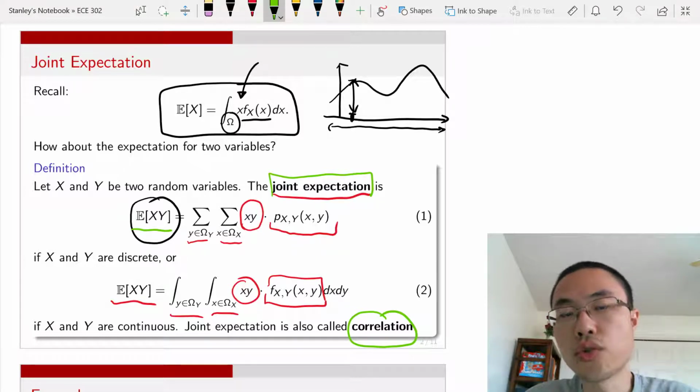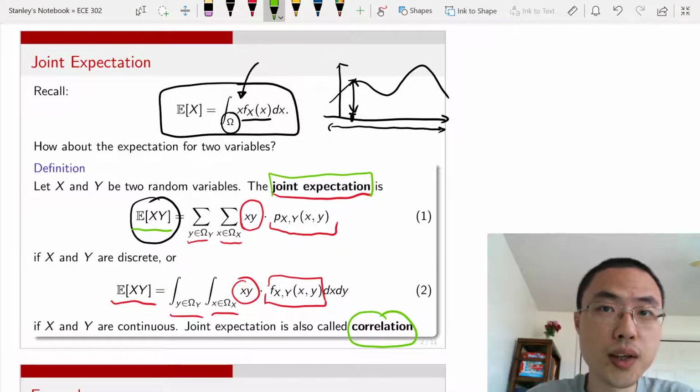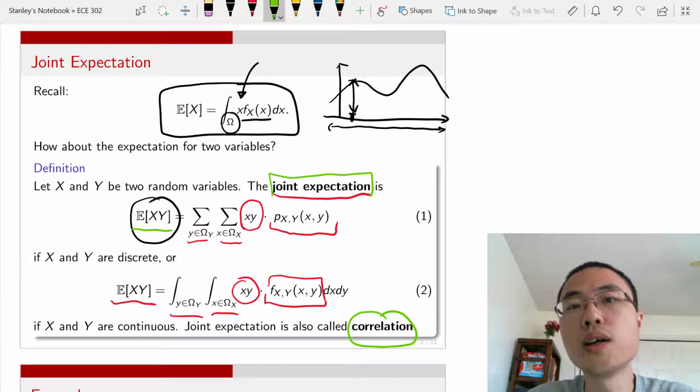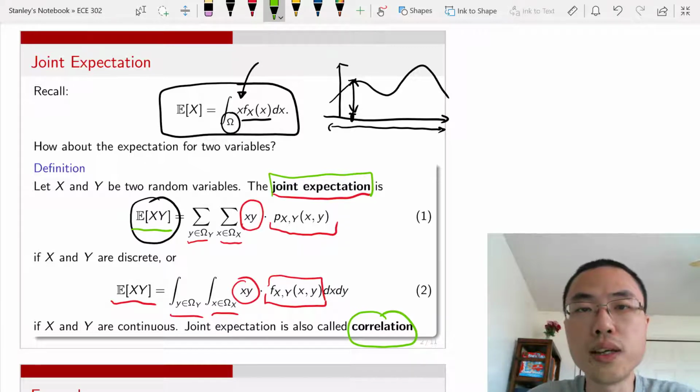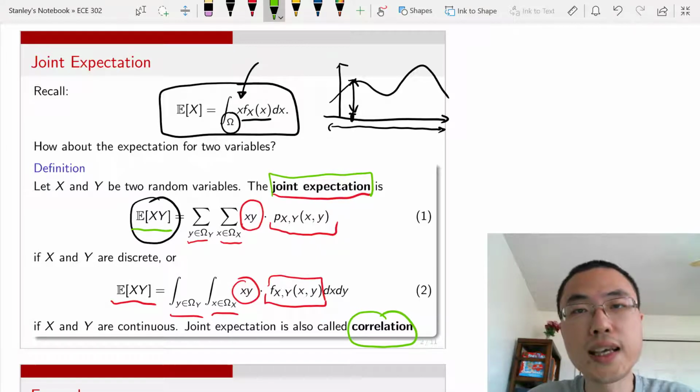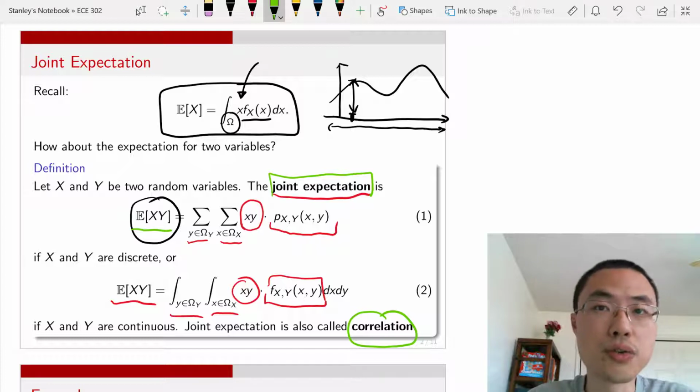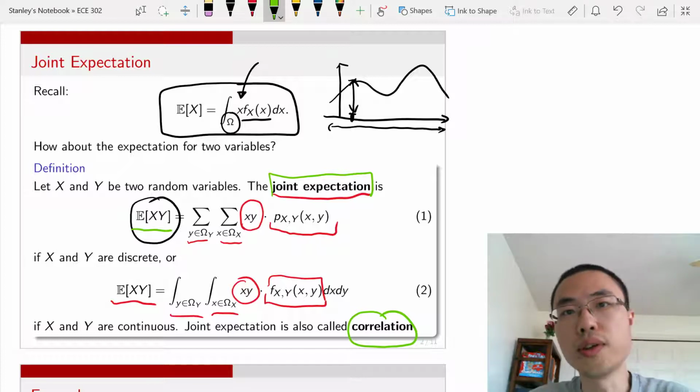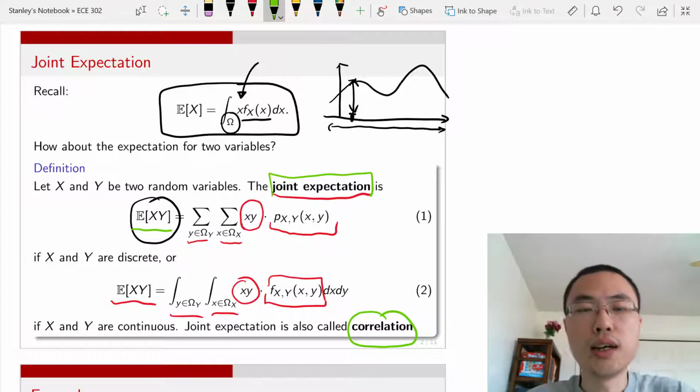In today's lecture, we are going to answer this question. I want to give you a much more geometric or pictorial meaning of the reason why we want to define joint expectation as X times Y, and then take the expectation. Something that you would normally not find in other lectures.